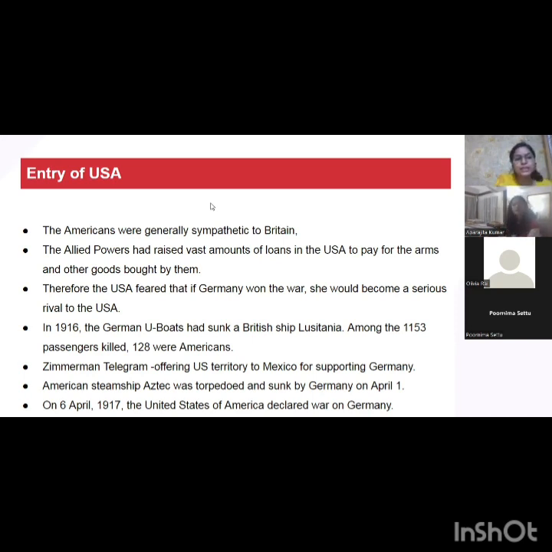But as I mentioned, in 1916, the biggest mistake of Germany was that Germany's U-boat sunk a British ship, Lusitania. It had 1153 passengers, out of which 128 were Americans. So up till now, America's intention was not to enter into war. They were in a dicey state. But this particular incident provoked America, we need to enter into the war.